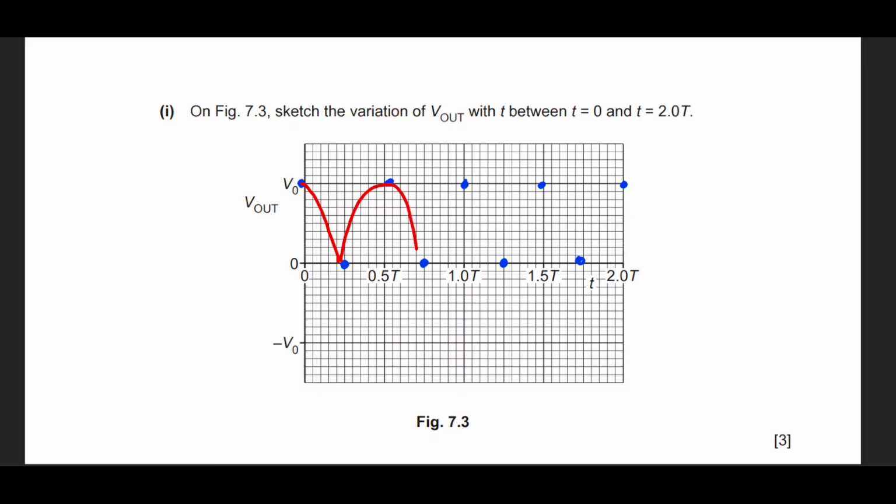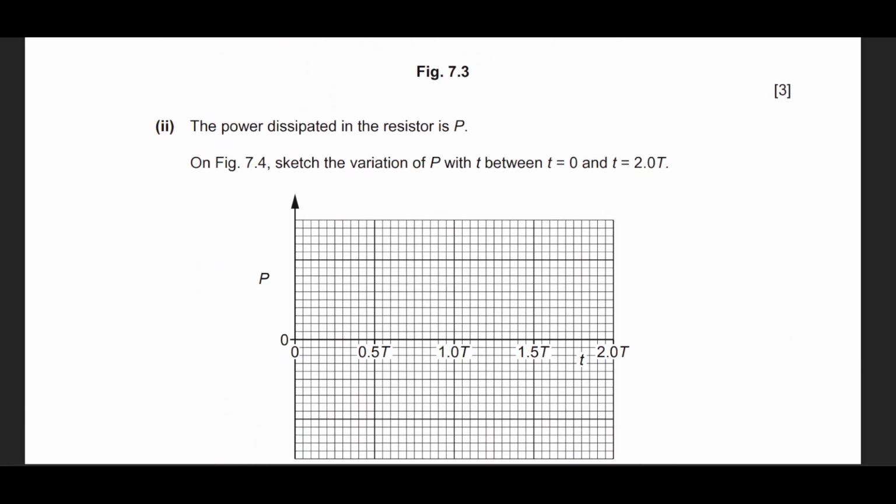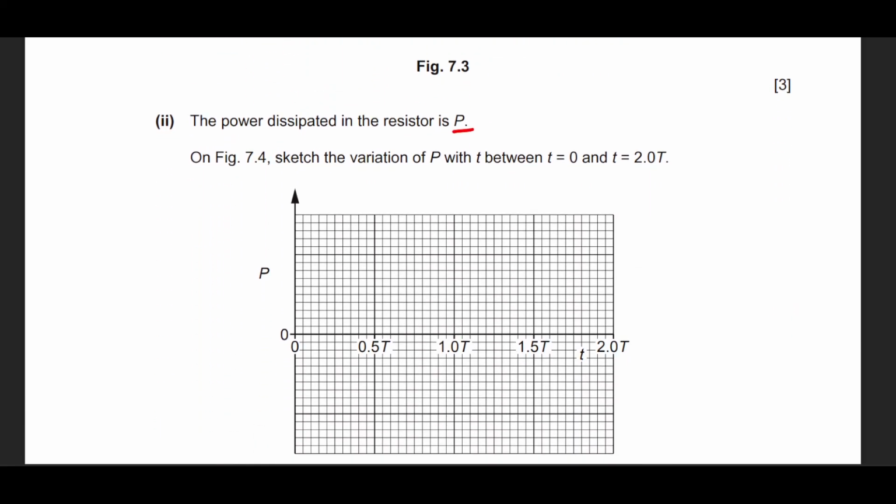Of course, I cannot draw them properly, but you can draw this with a lead pencil much more precisely in the notebook. This is what it's going to look like. Okay, all right. So he says the power dissipated in the resistor is P. Okay, fine.